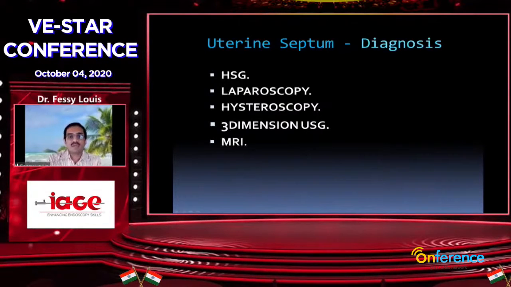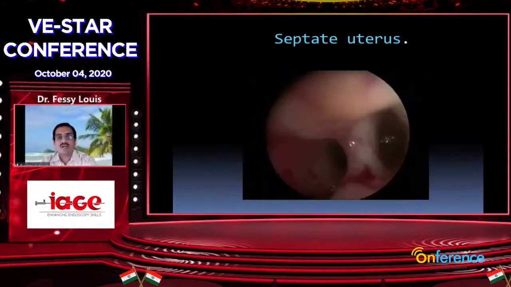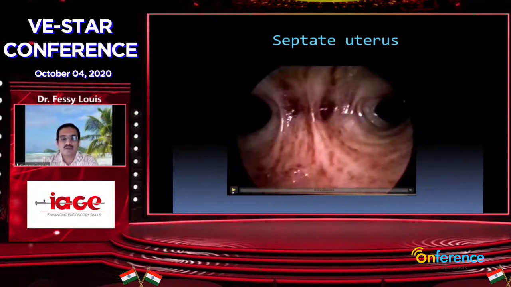So coming to the diagnosis, we can diagnose by HSG, laparoscopy, and what we are concerned with today is hysteroscopy, because we can clearly tell that, and sometimes we may have to combine with laparoscopy also. This is a septate uterus by HSG. Okay, this is the septate by the hysteroscopic appearance. This is the picture of a carbon dioxide hysteroscopic appearance of a septate.